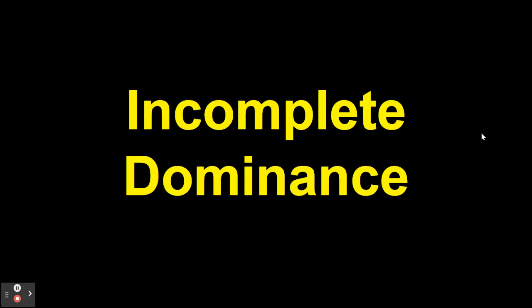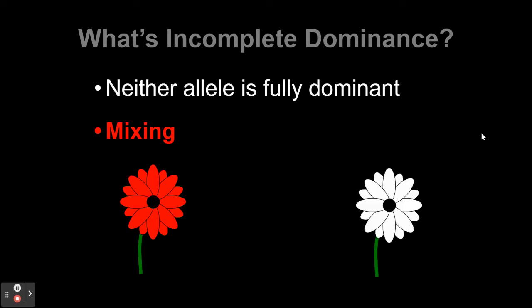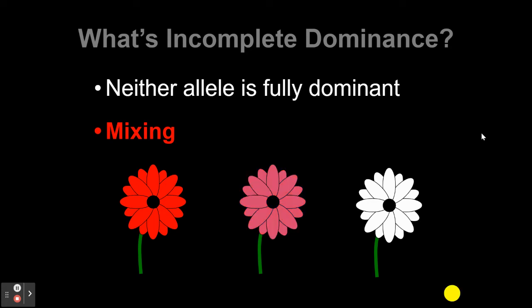Now let's move on to incomplete dominance. We've been talking about how some alleles are either dominant or recessive. In this case, though, neither allele is fully dominant. In fact, they mix together. So instead of saying red is dominant to white, and you cross those and you get a red flower, if we say red is incompletely dominant with white, then you cross those together and you're going to get a pink flower. You get the intermediate phenotype between the two that you crossed because they mix together and find that middle ground.